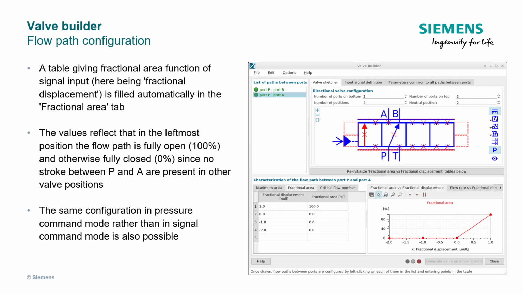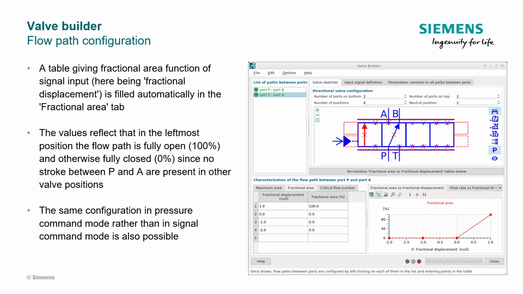After setting the mapping of valve spool position, we can configure the flow path that we already drew during the first step. In this step, we need to determine how much fluid can flow through this path with what opening area. Please check the snapshot on the right-hand side. For the flow path between port P and port A, when the spool is in its neutral position, port P and port A are disconnected, while in the leftmost position, they're connected.